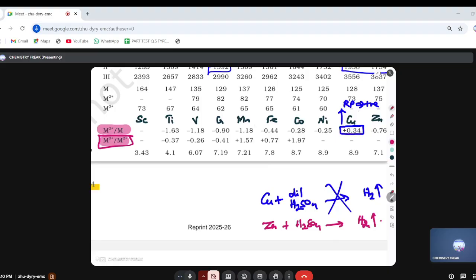Next, there is a sudden increase here. This shows that manganese is half filled. Though there is a large decrease in all other cases, look at the decrease from copper to nickel. From copper to nickel, the decrease is very small.